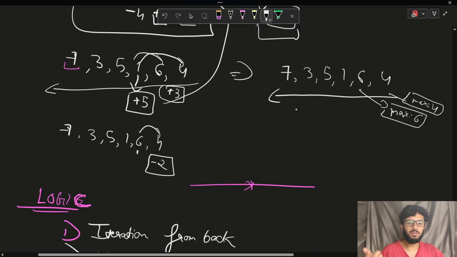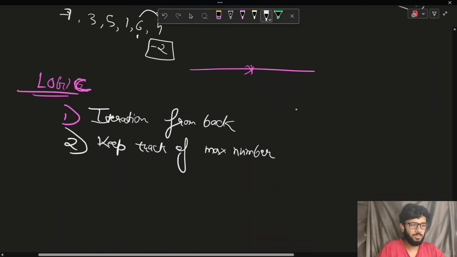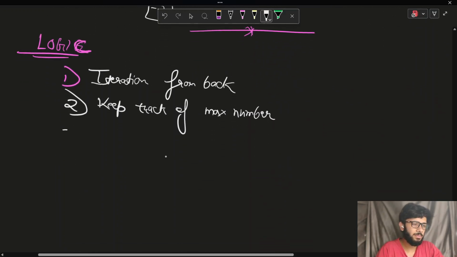Upcoming one is 1. It is not greater than 6, so I will not change my 6. It is also not greater than 6. It is also not greater than 6. It eventually becomes greater than 6, but at that time our iteration is gone. So the maximum number is 6 in that case. So I just have to keep track of the maximum number.